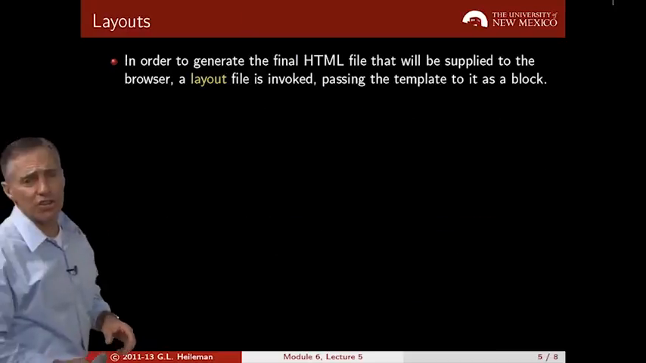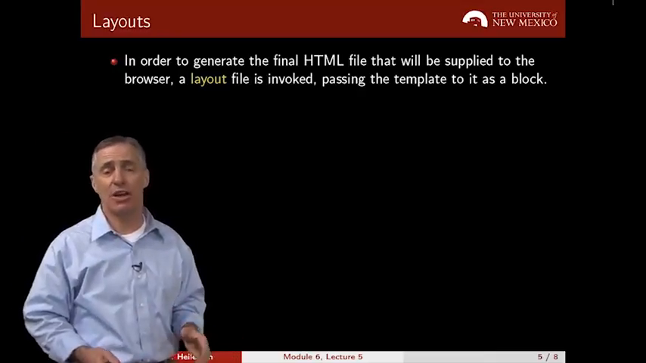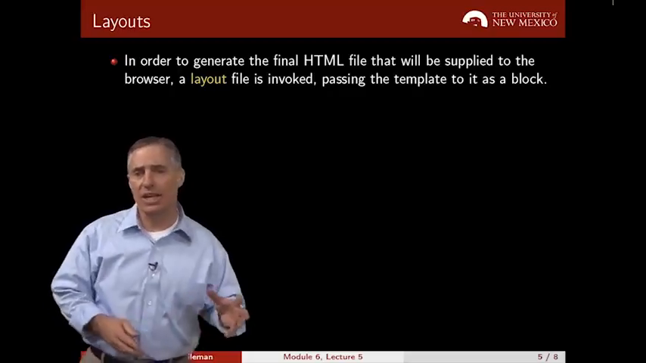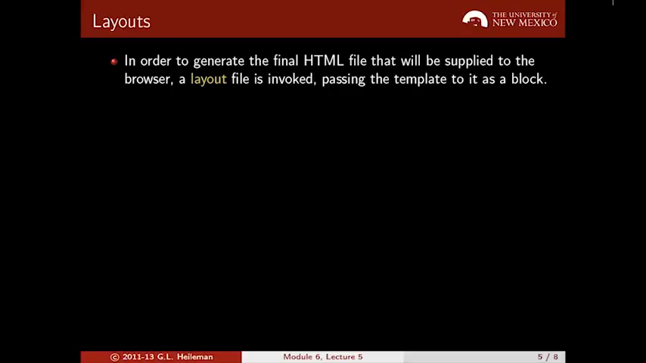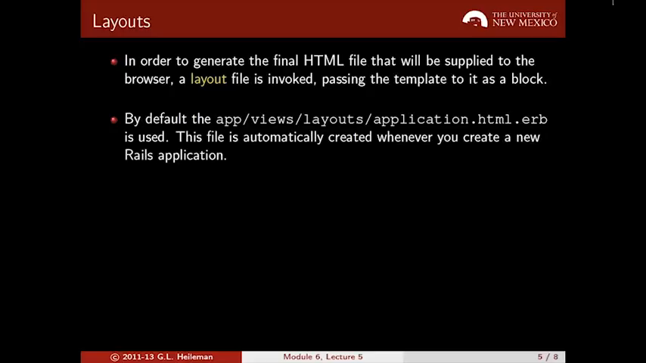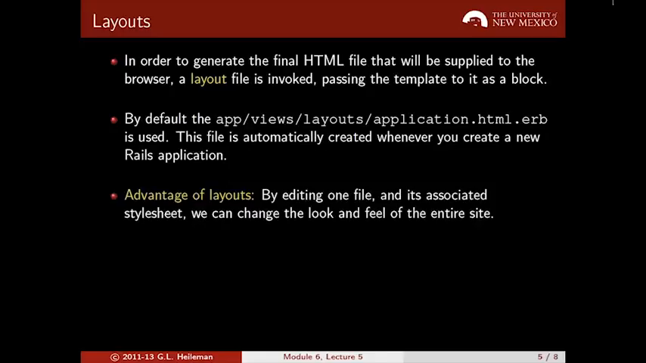Now, in order to generate the final HTML file that's going to be sent to the browser, a layout file is invoked. And this ERB template is passed to that file as a block. And by default, the layout that is used is a common layout used across the entire application. And it's found under App Views, Layouts, Application.html.erb. And this file is automatically created whenever you create a Rails application.